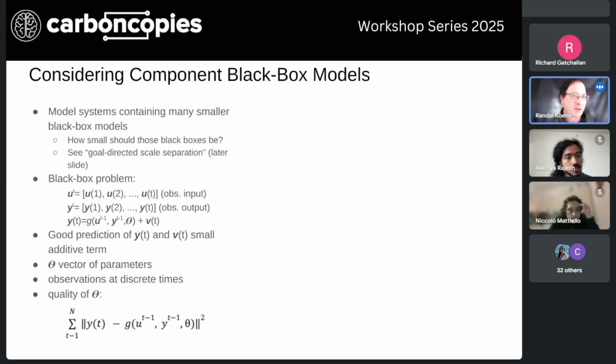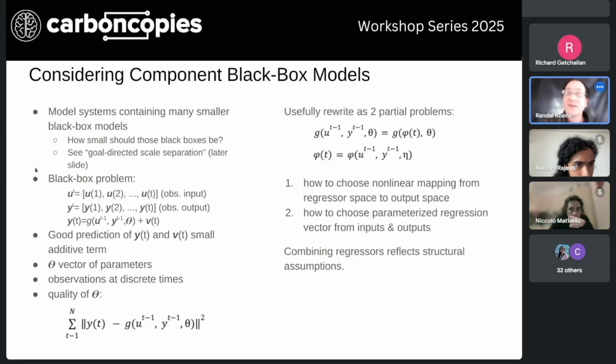For each nonlinear black box problem, we can write the observed inputs u_t at each discrete time point, the observed outputs y_t at each discrete time point of a dynamical system, and we're looking to solve y_t as a function of g, where g gives us a good prediction of y_t. And v_t should be a small additive term that adjusts for the fact that y_t will not be an exact function of past data. Here, theta is a vector of parameters, as we find function g within a family of parameterized functions. And the quality of theta can be addressed in terms of the fit between model output and observed data, where the particular norm and minimization are problem-specific.